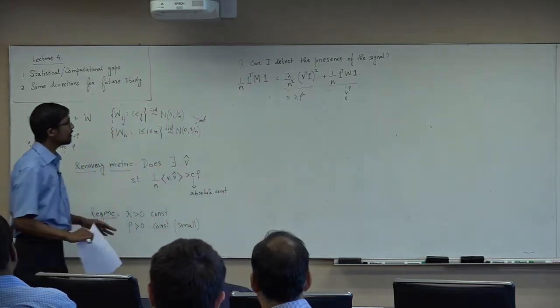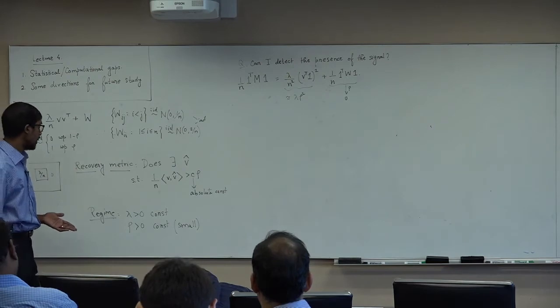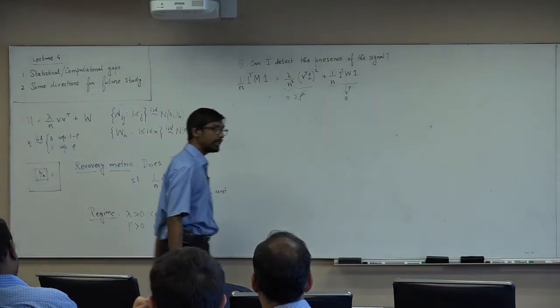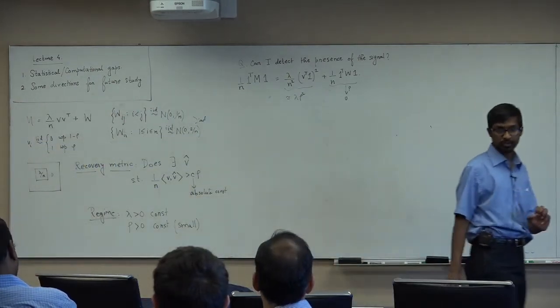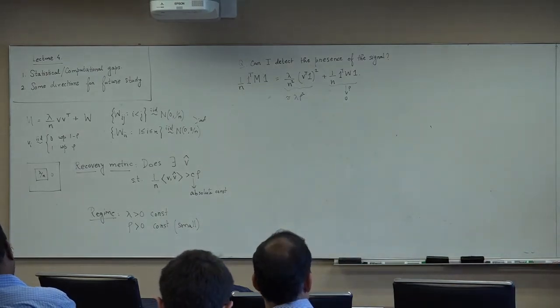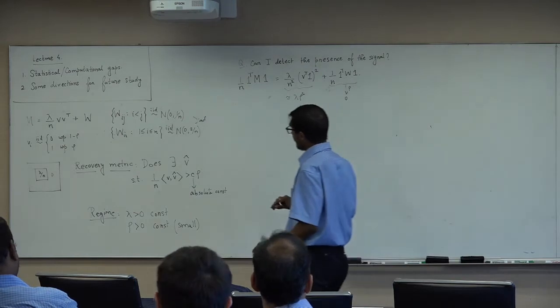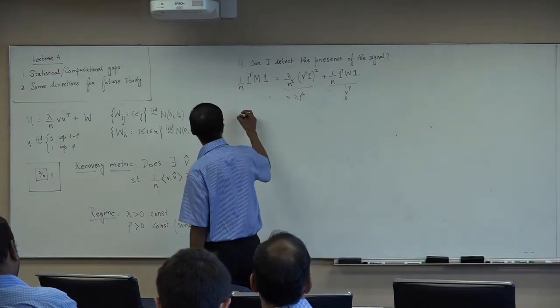And I'll basically always try to understand how large lambda needs to be as a function of rho when rho goes to 0. That's sort of how I'll try to understand things. Okay, so what about recovery now?